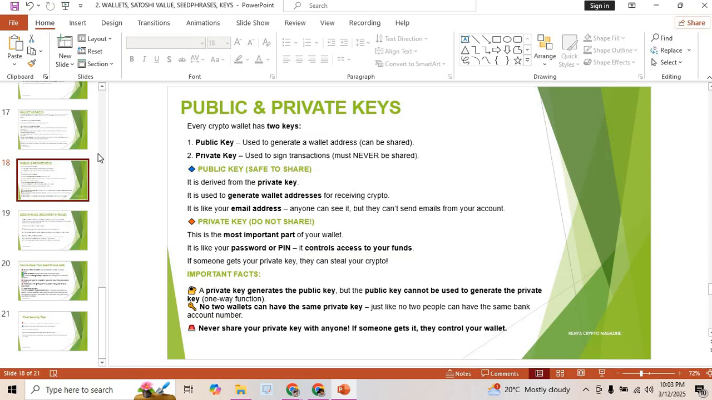Just understand that a public key you can share with people because it's used to generate wallet addresses. But a private key is used to sign transactions and you can never share it. But like I've said, if you go to my website under the Web3 and blockchain course, you can get to understand it from the asymmetric key cryptography.